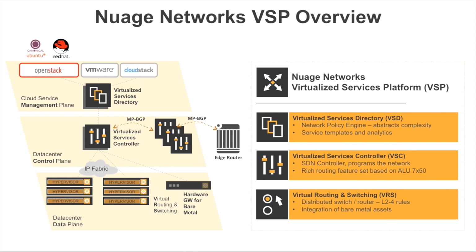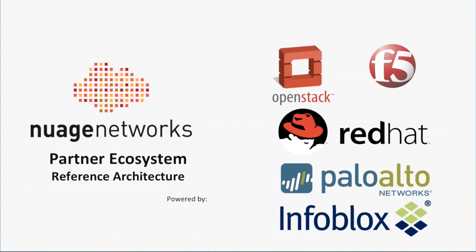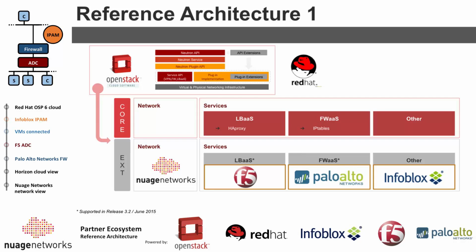In this demonstration, we have deployed two instances of OpenStack, one using Red Hat's OSP 6 and the other using Canonical's Ubuntu Juno release. The first architecture utilizes Red Hat's OpenStack distribution OSP 6, Infoblox for IP address management, F5 for load balancing, and Palo Alto Networks for firewall services. At the core, the Nuage VSP will provide network services through a Neutron plugin.